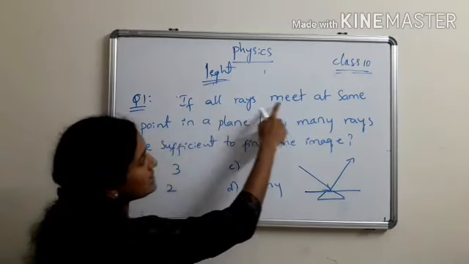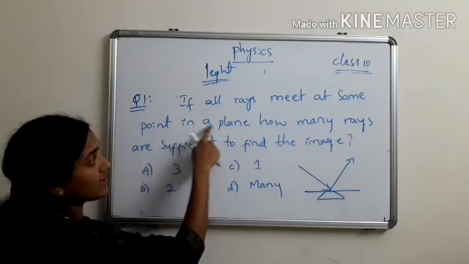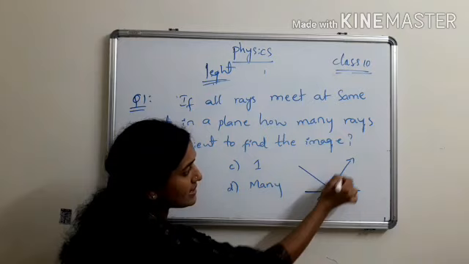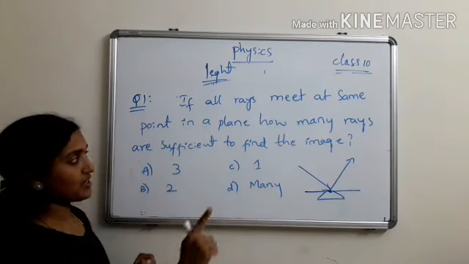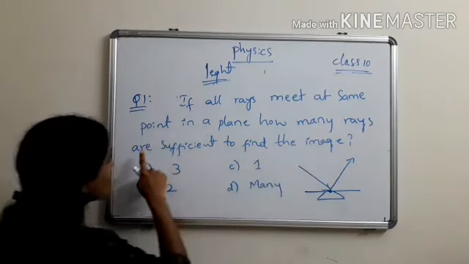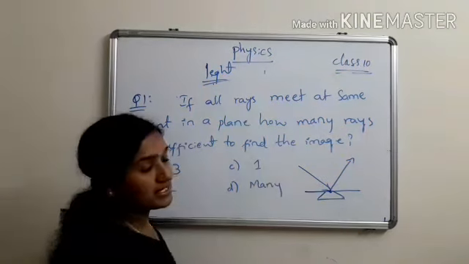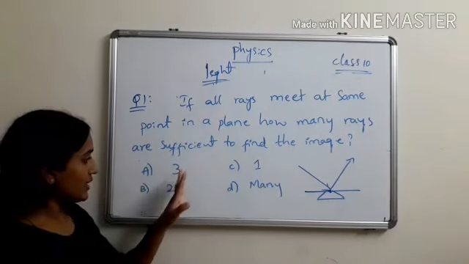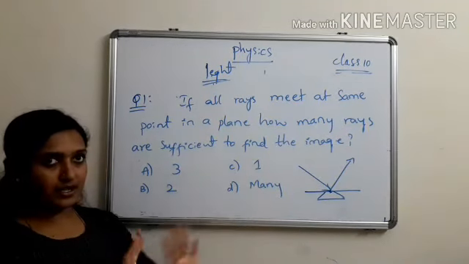If all the rays meet at the same point in a plane, both the rays are meeting at the same point on an object, how many rays are sufficient to find the image? There are four options I gave: 3, 2, 1 and many. Don't get confused.